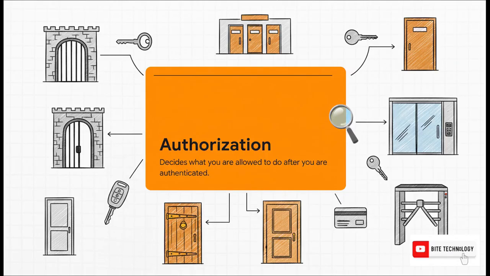Here's a way to think about it. If authentication is the bouncer at the front door checking your ID, then authorization is the set of keys you get once you're inside. Just because you're in the building doesn't mean you have access to every single room. Authorization is what decides which doors your keys can actually open.